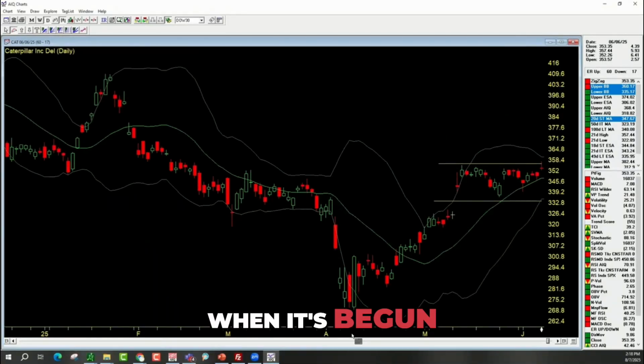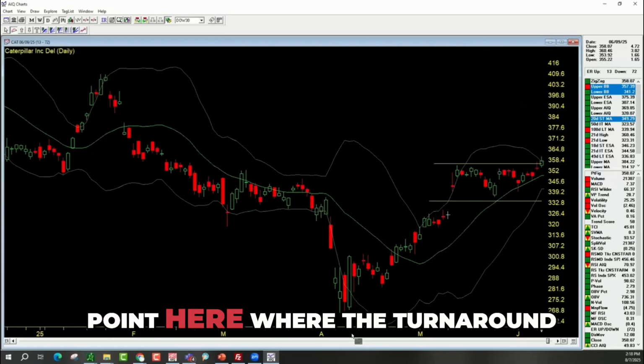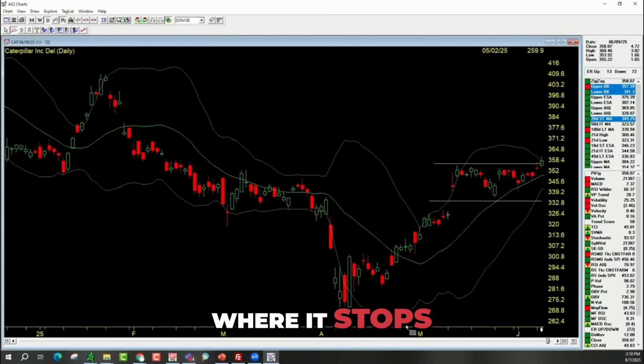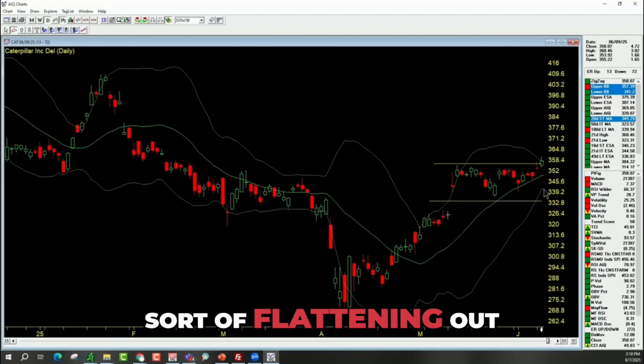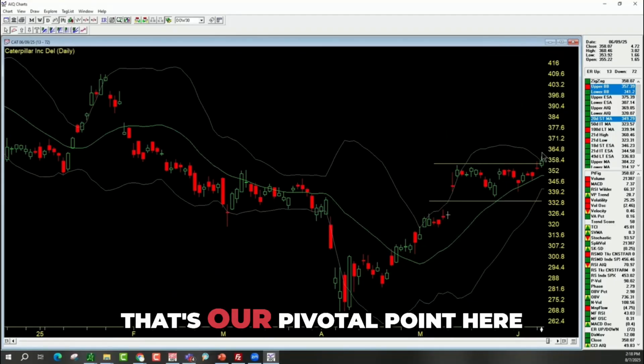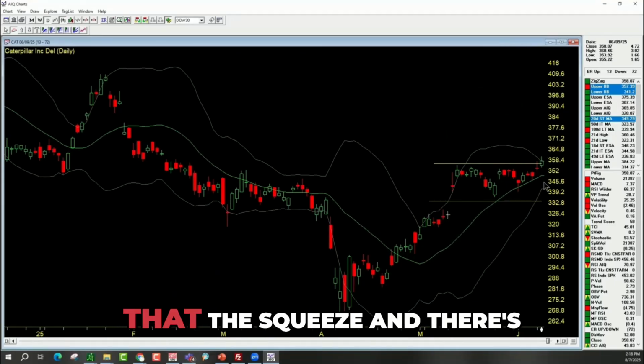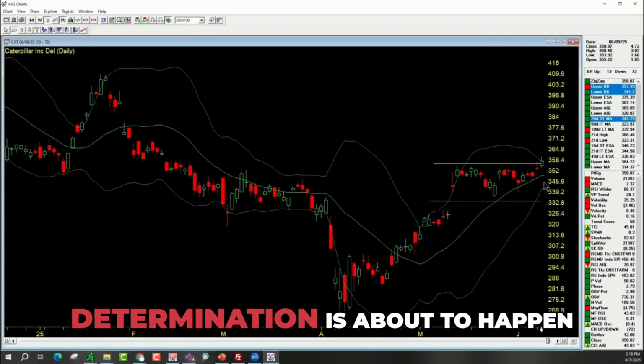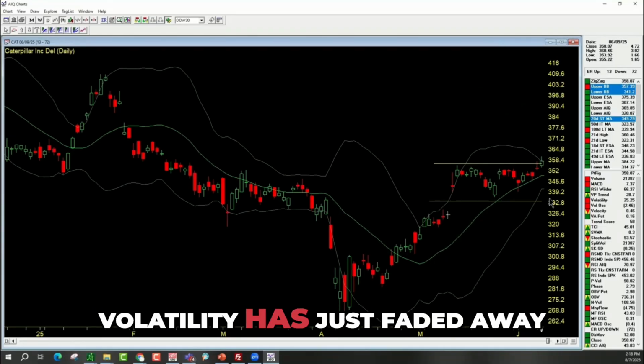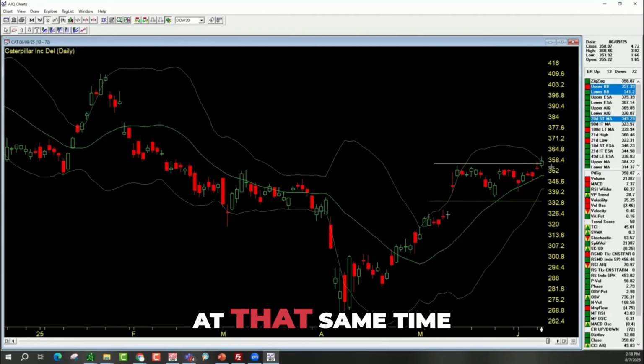Now, once it's begun, we get to the point where the narrowing of the bands stops and the squeeze is kind of over. You see the bands flattening out and moving the other way. That's our pivotal point, where the squeeze is ending and some sort of determination is about to happen. Volatility has just faded away, and at the same time this range looks like it's just about to be broken out.